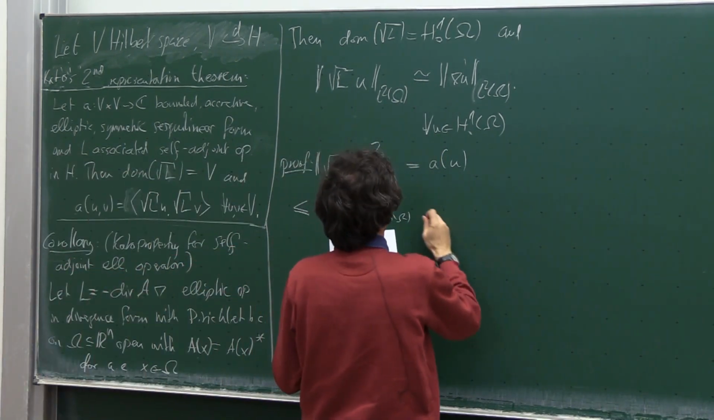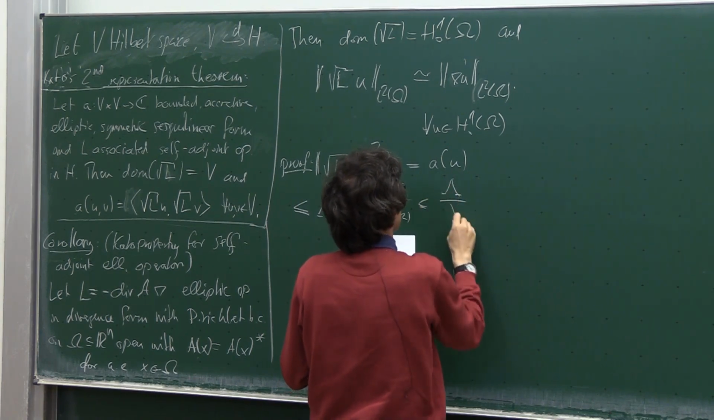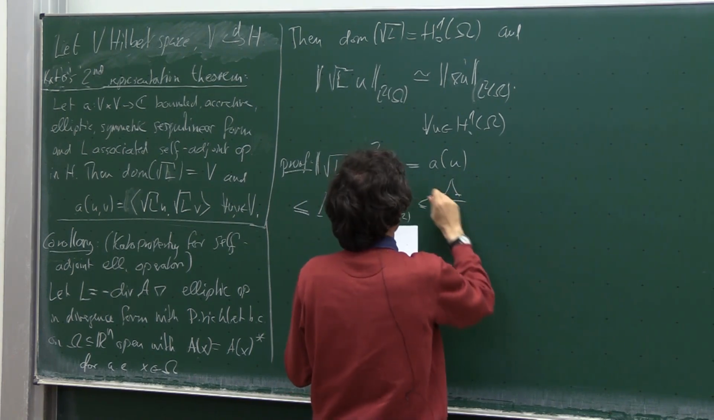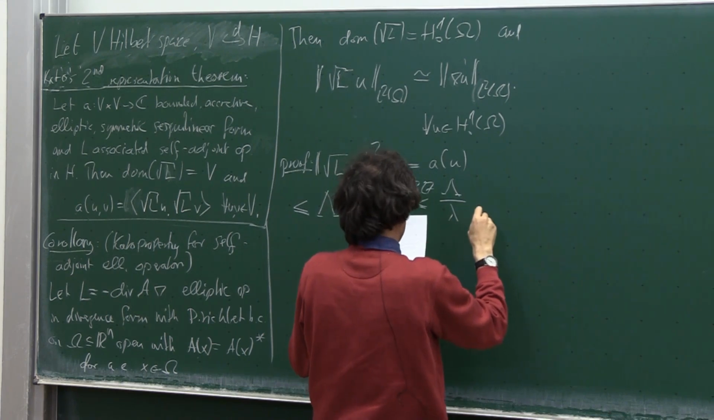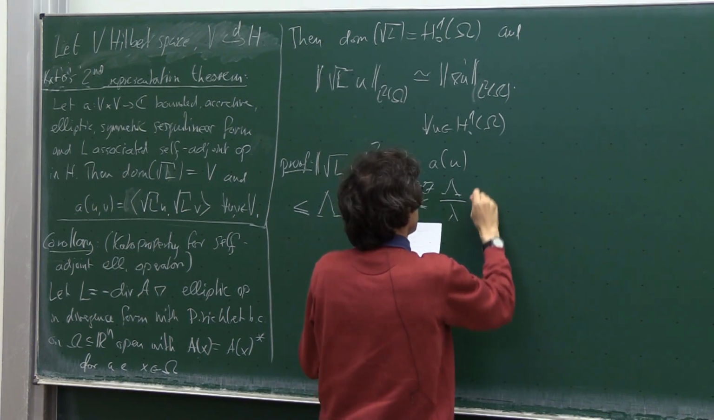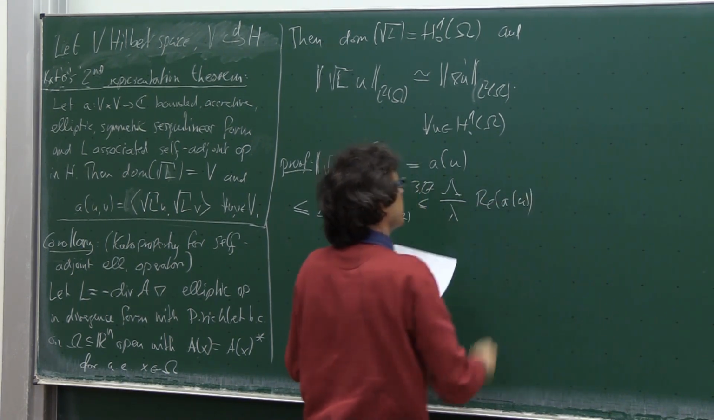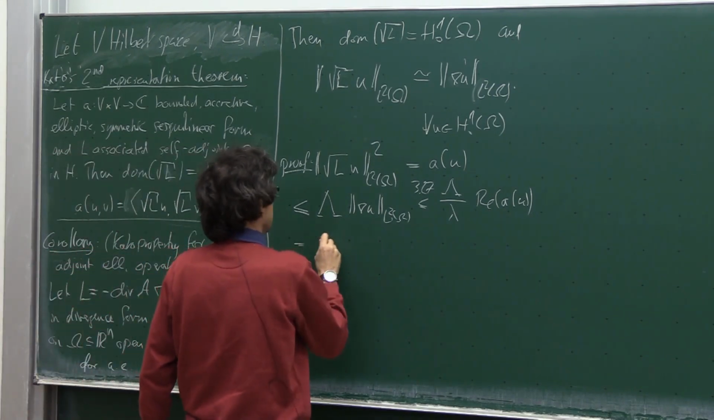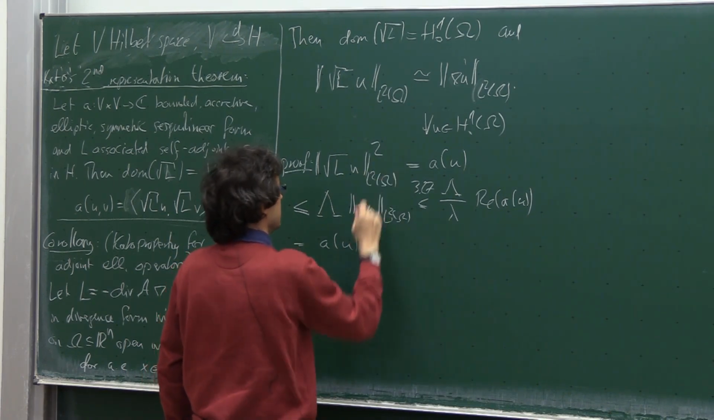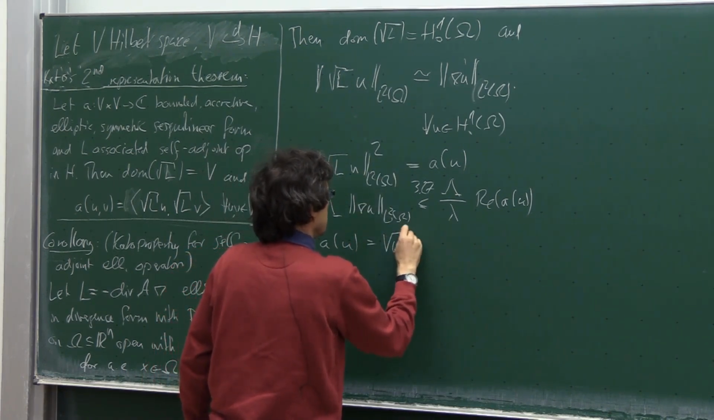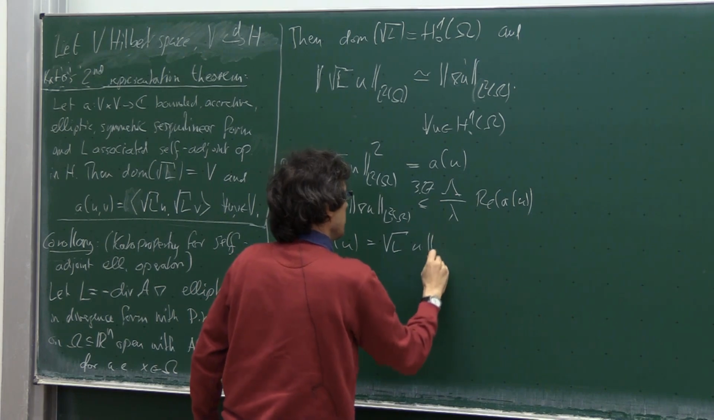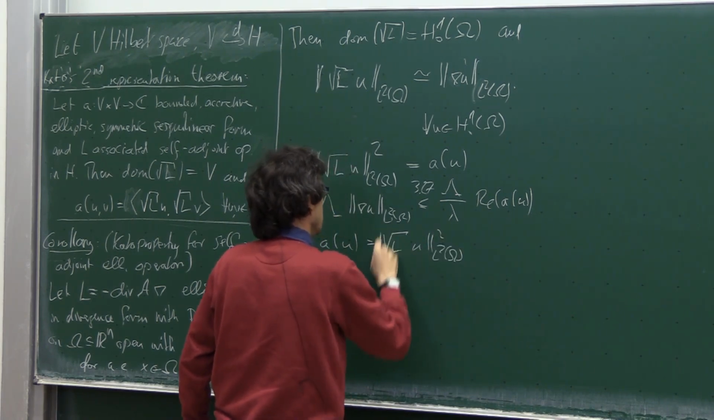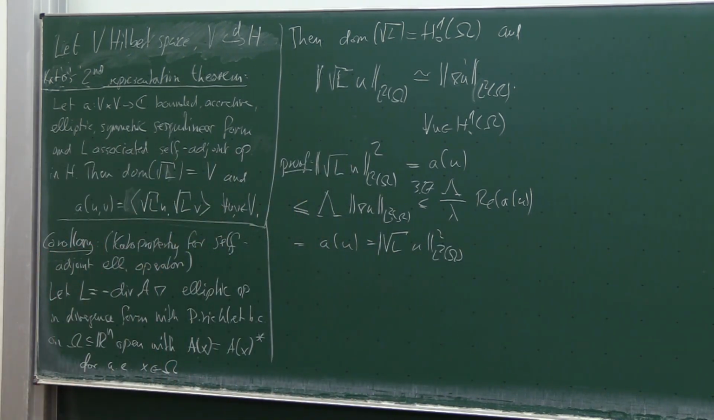Now you use ellipticity of the form. This gives you capital lambda divided by small lambda times the real part of the quadratic form. This is ellipticity of the form. Now the form is symmetric, so the real part is the same as the form itself, and this is again by Kato the L2 norm squared of square root of L applied to u. So these two terms really are equivalent.